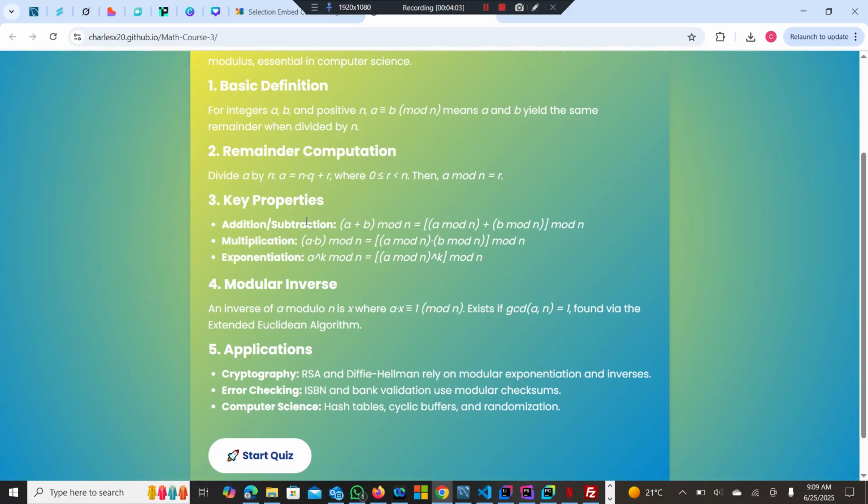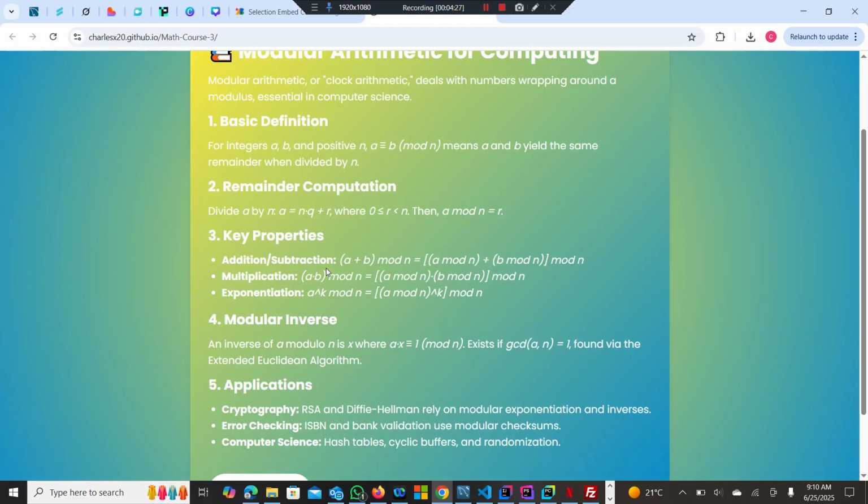So we have key properties: addition, subtraction. You can see how we added it. So a plus b mod n equals, you join this together and find the mod right here. And multiplication, still the same thing, join it together. This dot means to multiply and show the mod right here. And the same thing with exponentiation, stuff like that. Then modular inverse. And for this modular arithmetic for computing, you don't have to know everything.